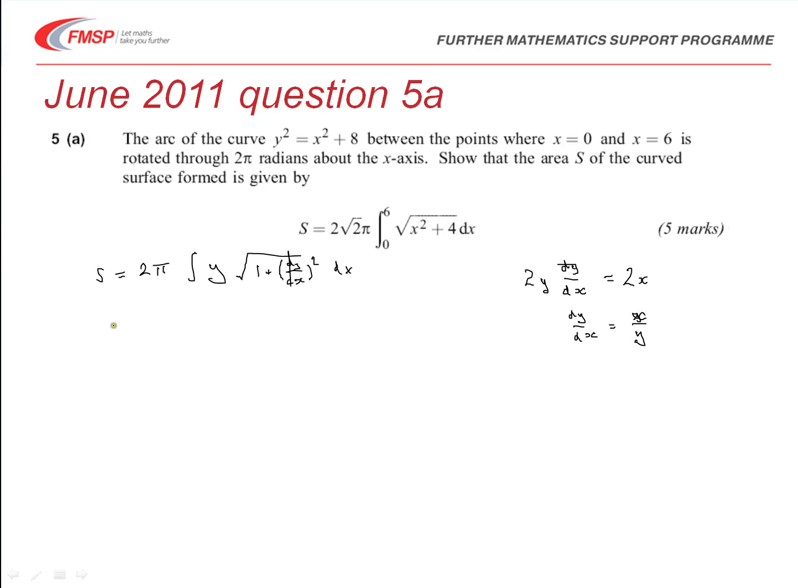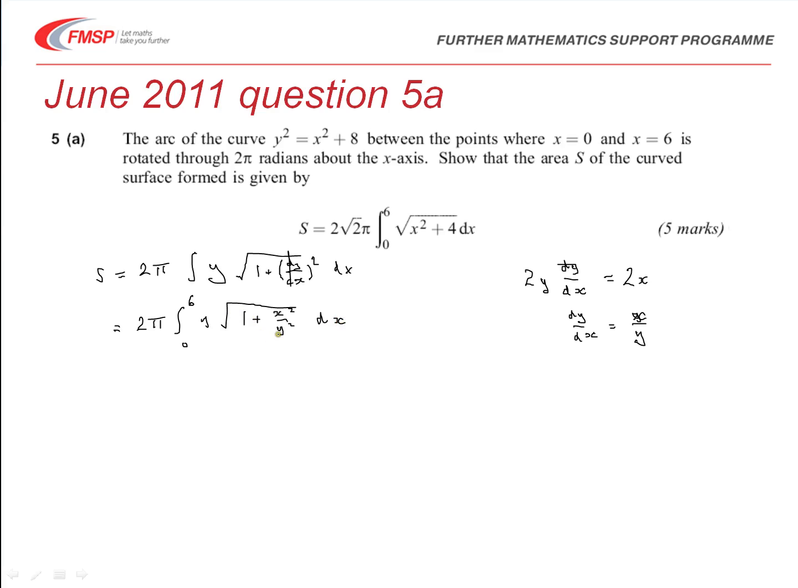So now if we substitute these into here, we're going to get 2 pi integral of y. Our limits, of course, are going from 0 to 6. And then we've got the square root of 1 plus x squared over y squared, because remember dy by dx is x over y, and that's being squared. Well, it doesn't quite look like the one that we require yet.